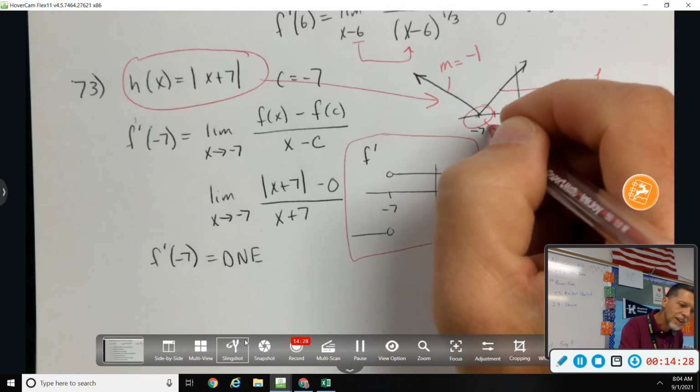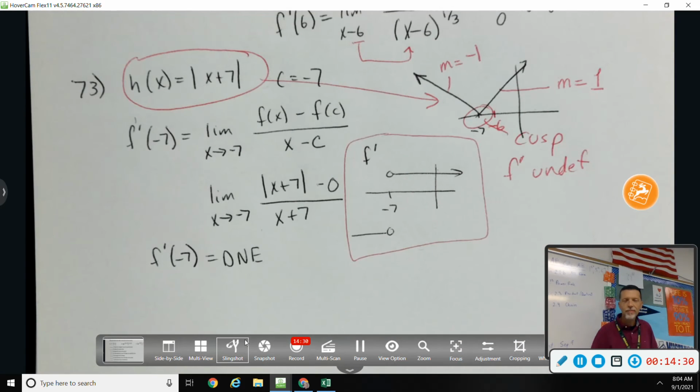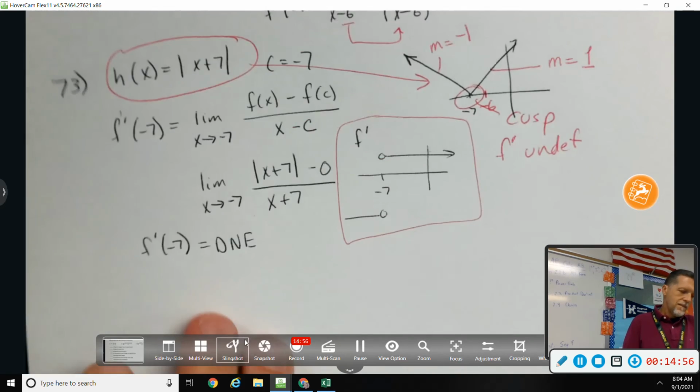Careful. -6 would be right there. Yeah, and that's fine. If you know the shape of a graph and it's simple enough for you to pick the slope off the graph, that is your derivative. That is completely okay. Okay. Anything else on 73?